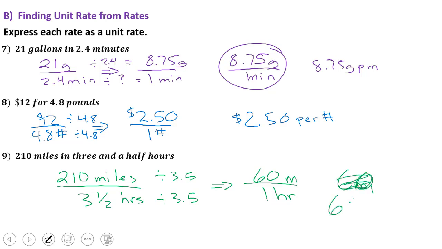60 miles per hour. Man, where do you see that unit rate everywhere? That's right, on the streets, when it tells you how fast you're allowed to drive on a given street. They have those unit rates posted everywhere.